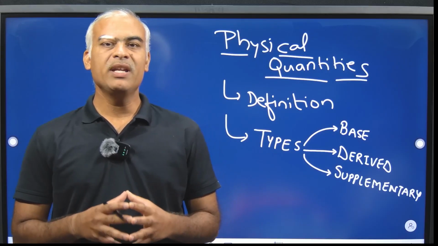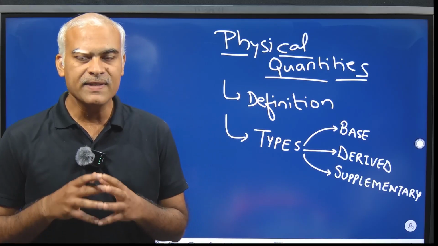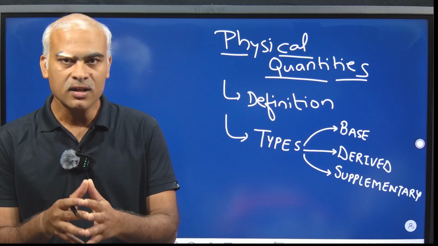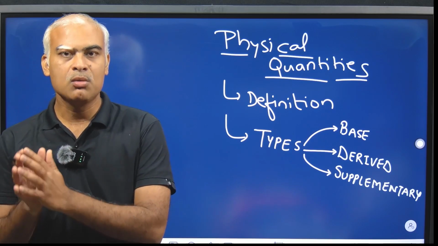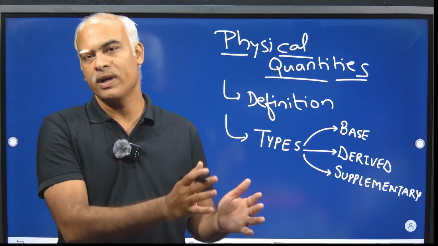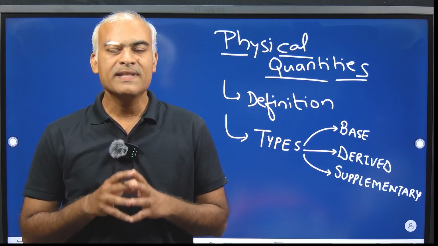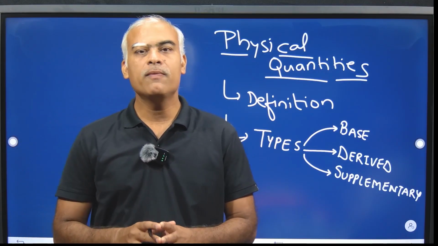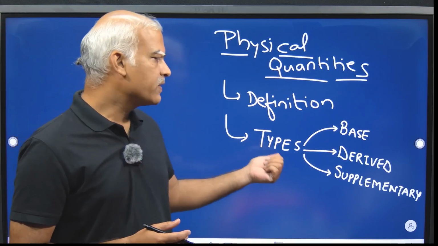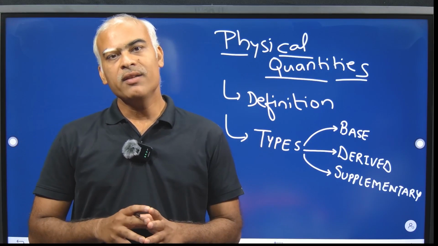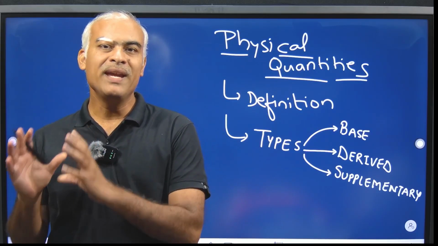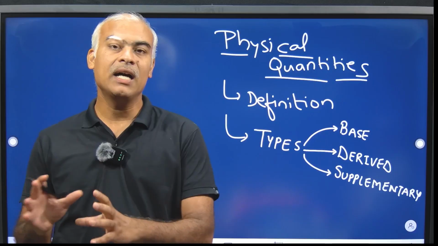Students, what is the meaning of a physical quantity? A physical quantity is something that is physically present and it is measurable. So a physical thing that is measurable is known as a physical quantity. Now, a physical quantity can be of three types. How can we say that it is of three types? Essentially, we reserve certain physical quantities which are called base physical quantities, and they are well defined.